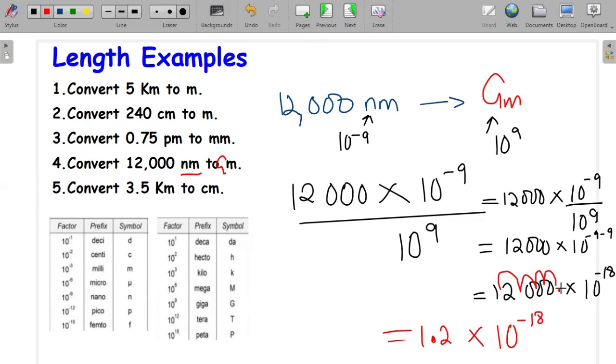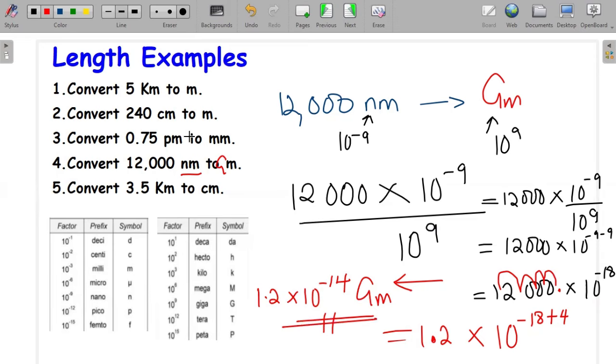And since I moved the decimal place 1, 2, 3, 4 times to the left, I have to add the 4 to the power. When you're moving to the left, you add. When you're moving to the right, you subtract. So what is minus 18 plus 4? That gives me minus 14. So the final answer in scientific notation is 1.2 times 10 to the power minus 14 gigameters.